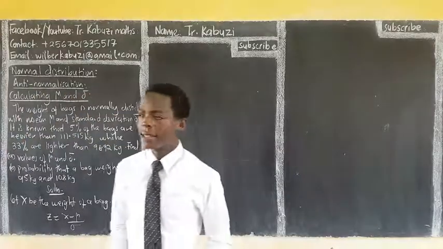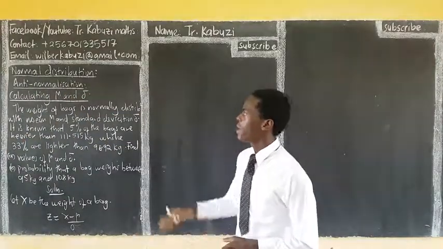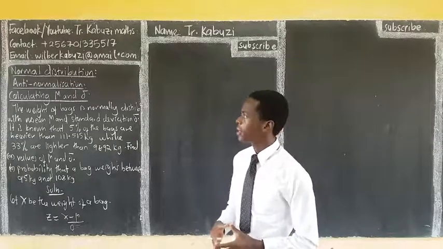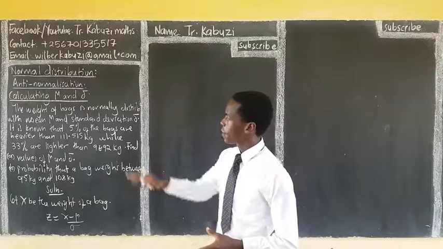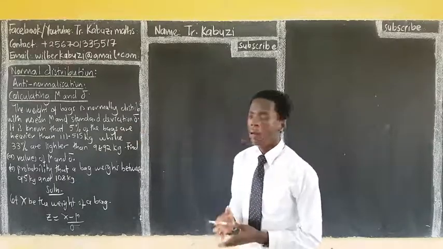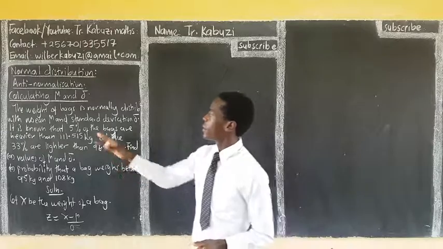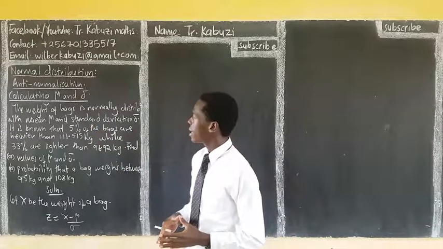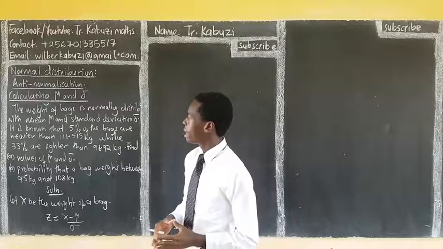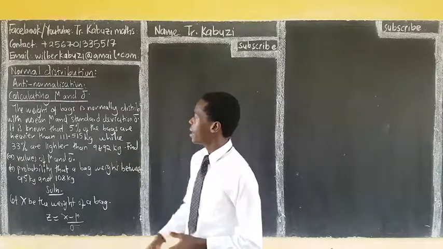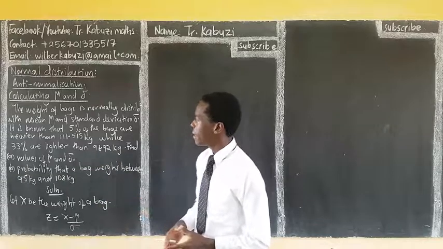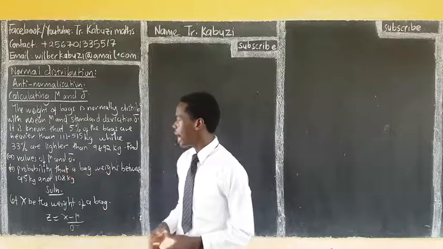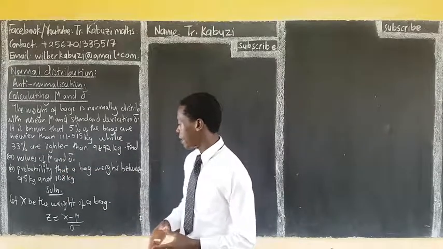Now members, this is how you expect the question of calculating the mean if they don't give you the mean, and also the variance or the standard deviation. So let us go through this question and see how we can go about it. The weight of birds is normally distributed with mean mu and standard deviation sigma. It is known that 5% of the birds are heavier than this, while 33% are lighter than this. Find the values of mu and sigma, then the probability there.